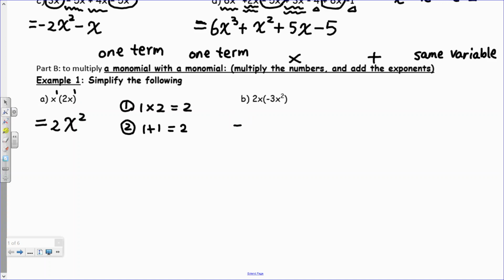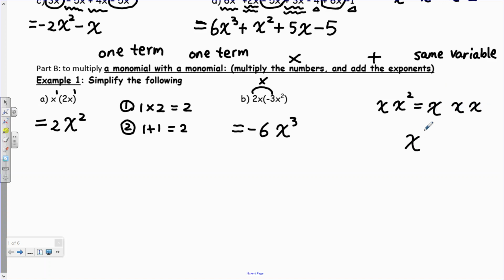So we are going to try the next one. Multiply the numbers: 2 times -3 gives you -6. For the variable x, the same variable, the degrees are added together, so 1 plus 2 gives you 3. I have more explanation here of why it is 3. x squared means x times itself twice, so x times x squared gives you 3 x's multiplied together.